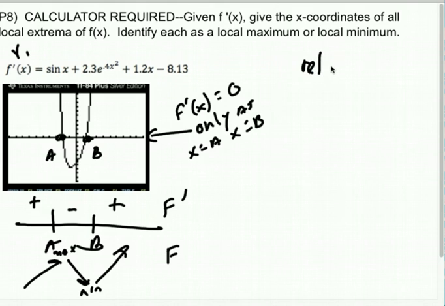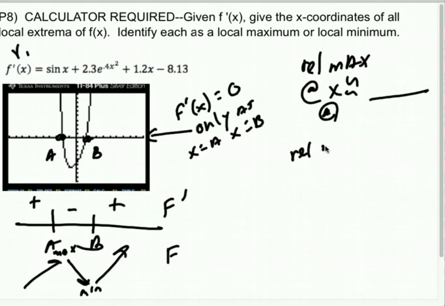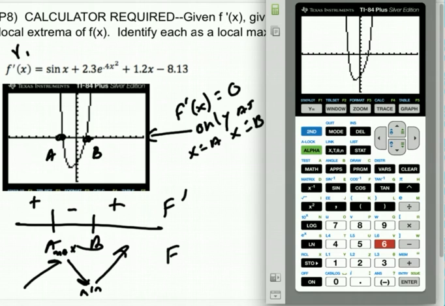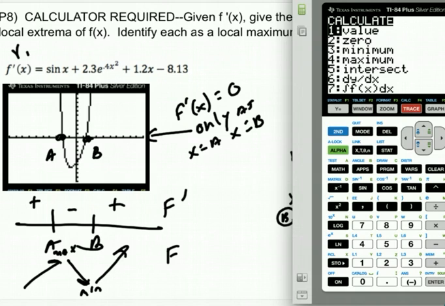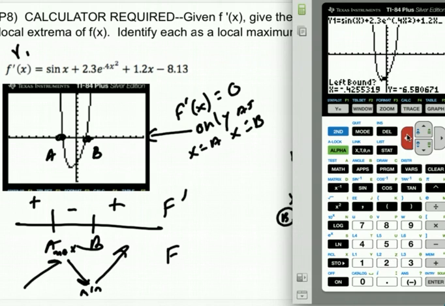So there is a relative max at x is approximately, and then I'm going to find whatever a is, right? And there's a relative min at x is approximately, and I'm going to find whatever I called b, right? So that's the idea, right? So I'm going to go ahead and do second calc 0, right? And I'm just going to go one at a time.